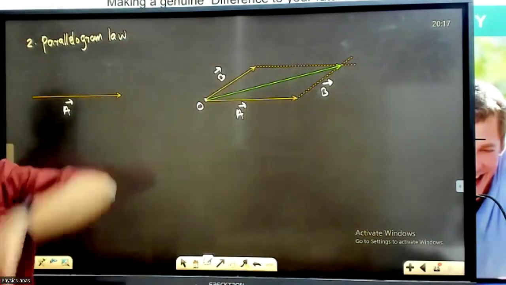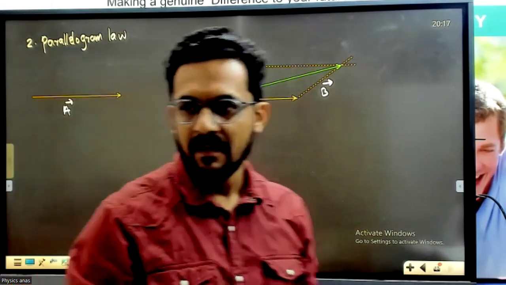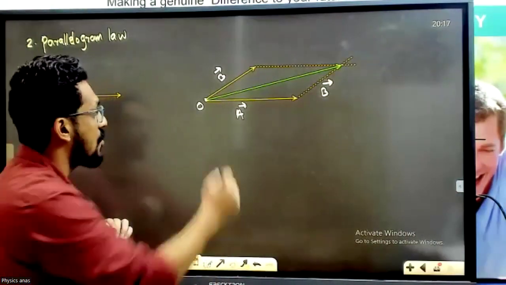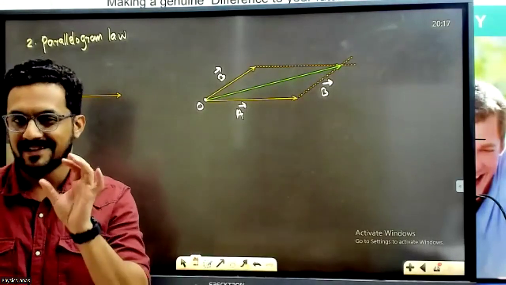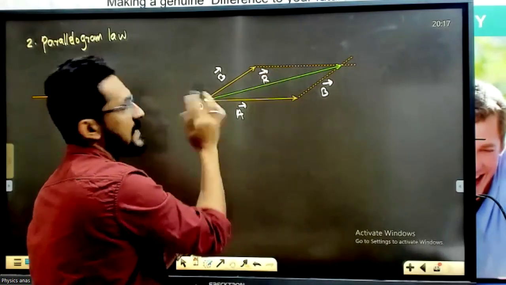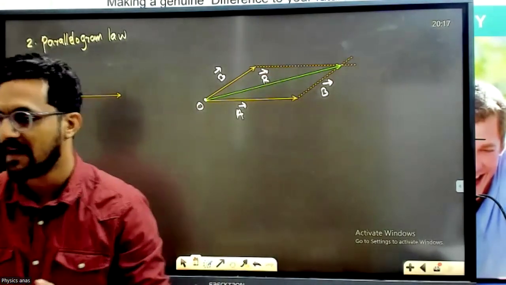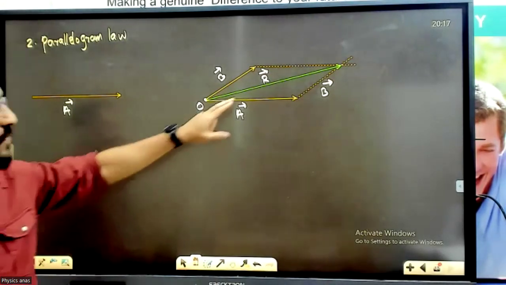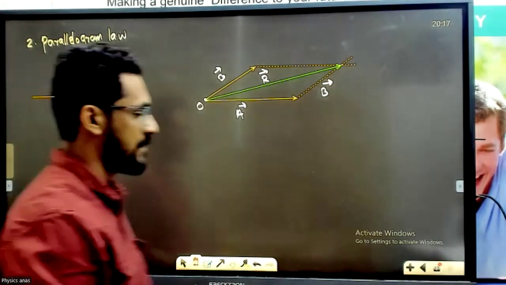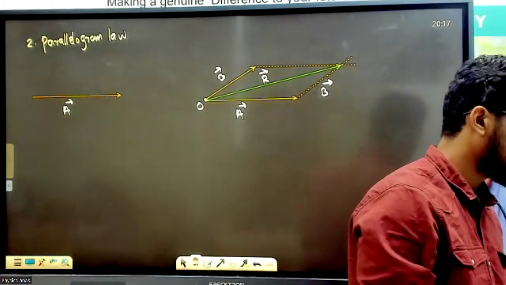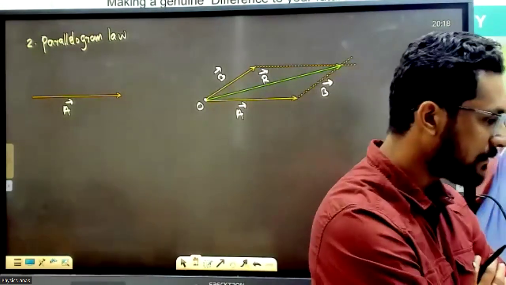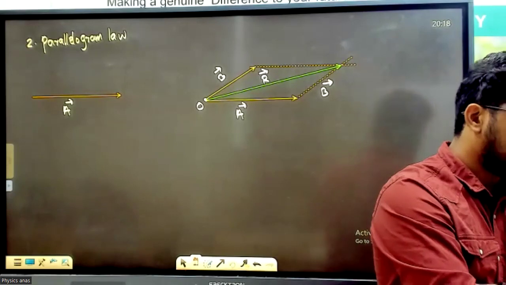This is the resultant. How can I state that? If two vectors are represented by two adjacent sides of a parallelogram drawn from a point, their resultant will be the diagonal of the parallelogram drawn from the same point. Got it? I will give you the note. Parallelogram law of vector addition, or parallelogram law, will be enough. Okay, Gautam, got it.